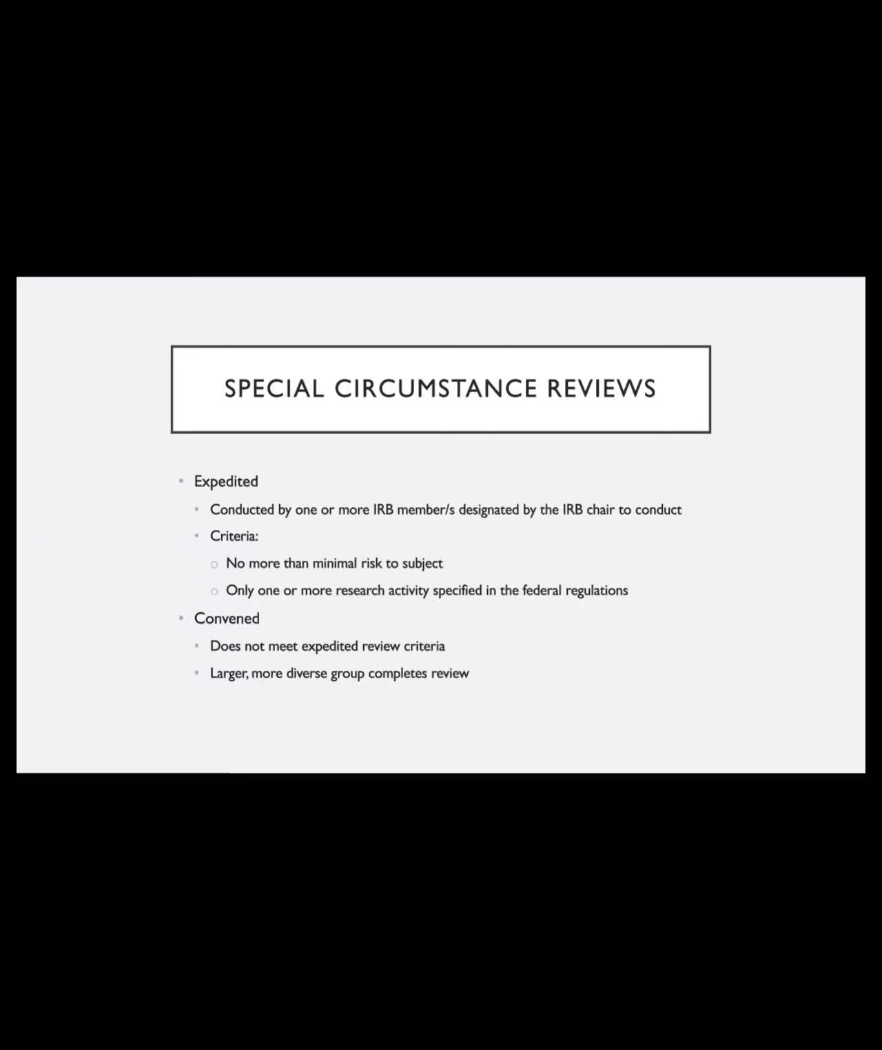Another criterion is that the study must only consist of one or more research activities specified in federal regulations. Examples include surveys, interviews, focus groups, observation of behavior, and the collection of biological samples or data through non-invasive procedures. Research may also qualify for expedited review when the primary risk is a breach of confidentiality, and that risk can be managed so that it remains no greater than minimal.